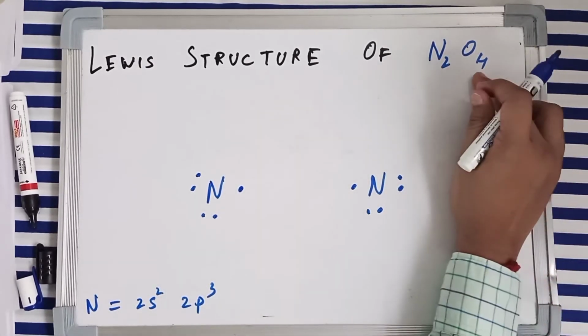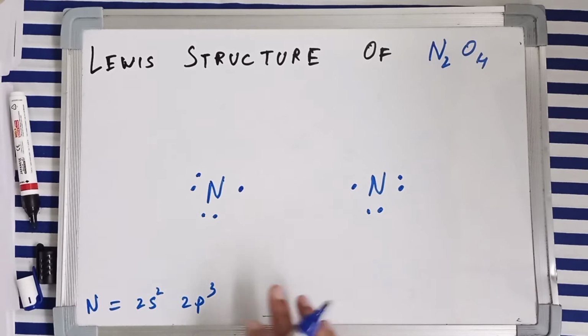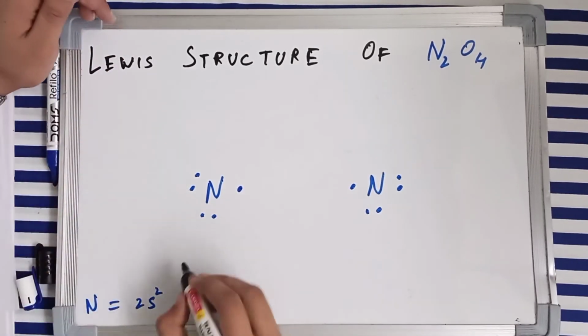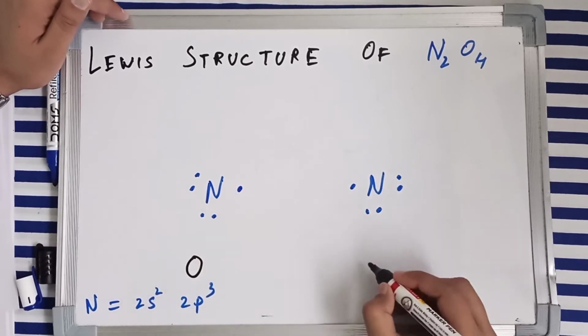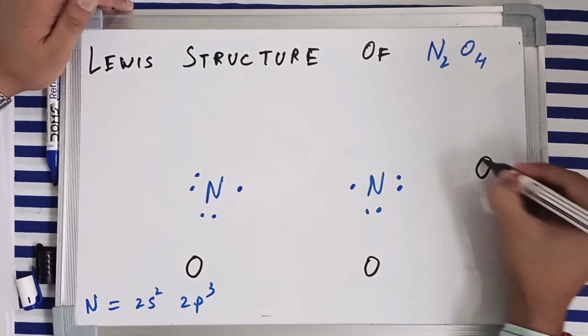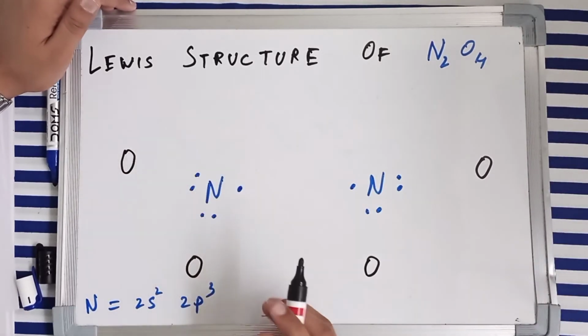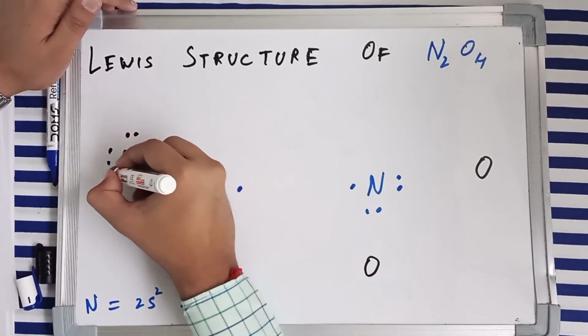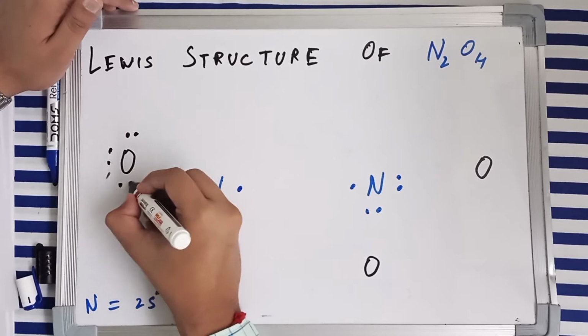And in this molecule, you have got 4 oxygen atoms, right? So I'm going to draw this by black pen. So you've got your oxygens, and oxygen has 6 valence electrons. 1, 2, 3, 4, 5, 6.